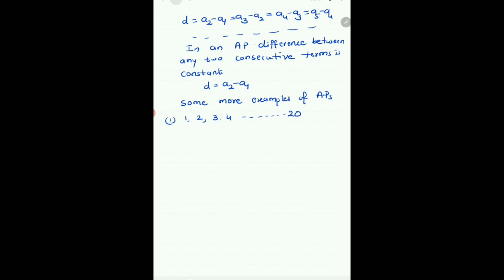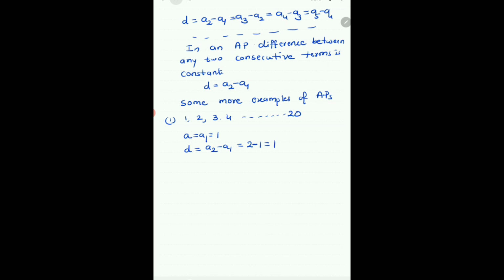Here, what is A? A means the first term. Generally the first term of an AP is denoted by A. So A is here A1, that is 1. Next, D. D means A2 minus A1, second term minus first term, or third term minus second term, like this. A2 minus A1, that is 2 minus 1, that is 1.